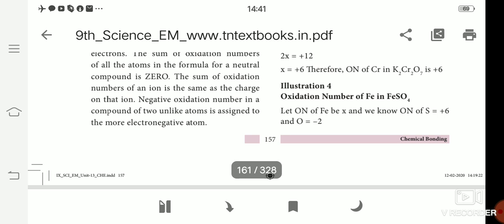Study the covalent bond and its examples, the difference between oxidation and redox reaction, and calculate the oxidation number. Okay. Thank you, children.